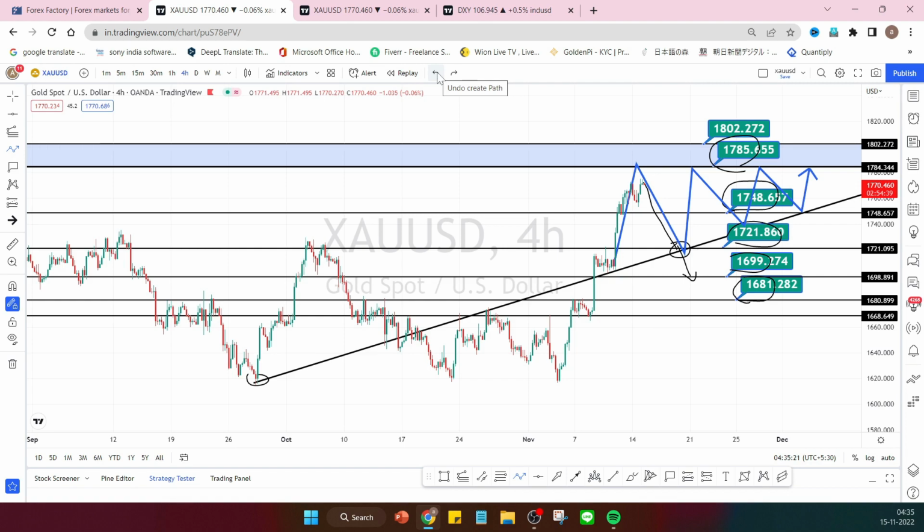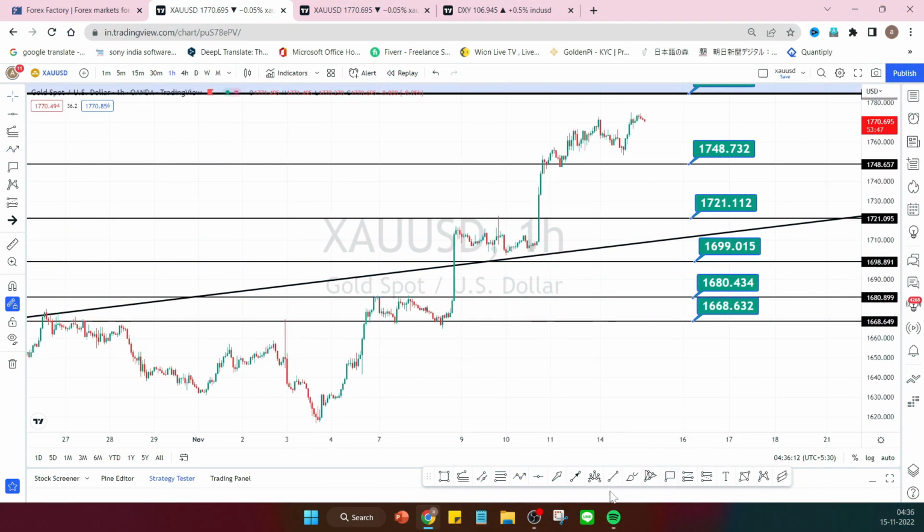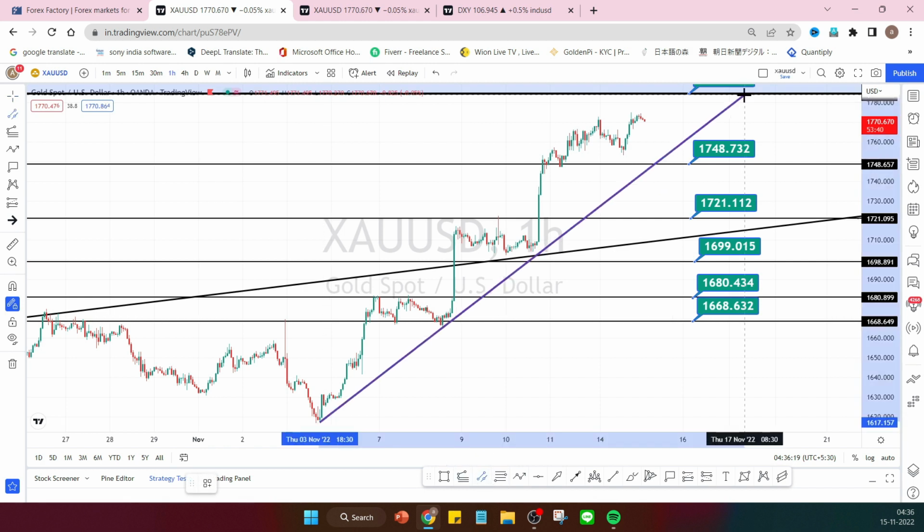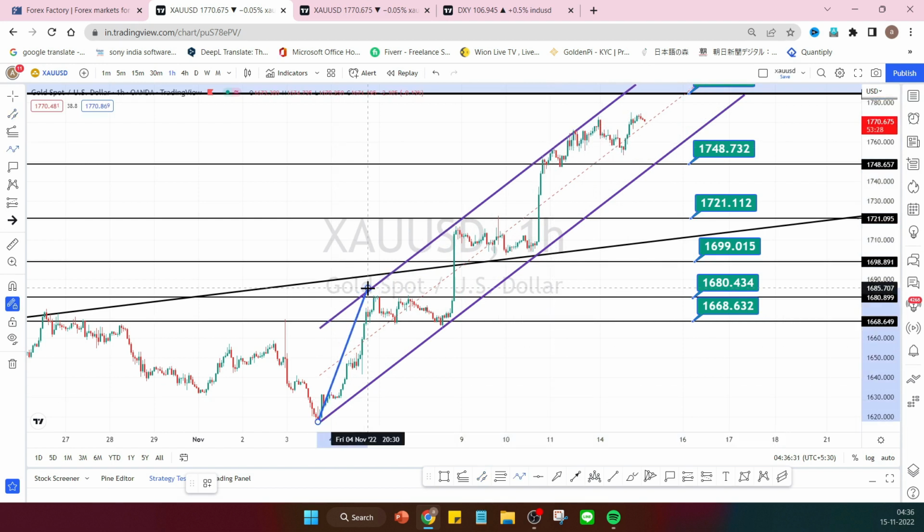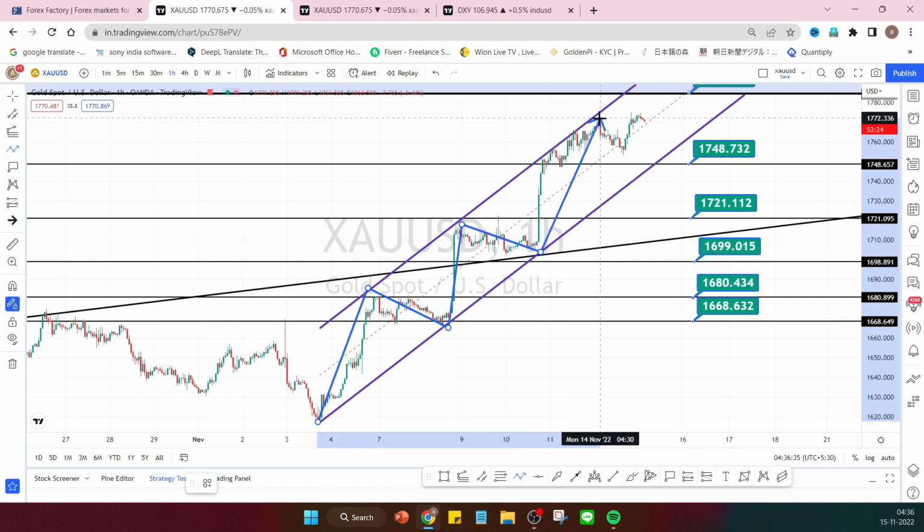Let us look at the price action in hourly time frame. I'm in hourly time frame now. Again I'm going to draw a channel pattern for hourly time frame in order to understand the current trend of the price action. And based on this bullish channel pattern, we can see that the current trend of the price action is still in a bullish trend because it is trading between this support line of the bullish channel pattern and the resistance line.